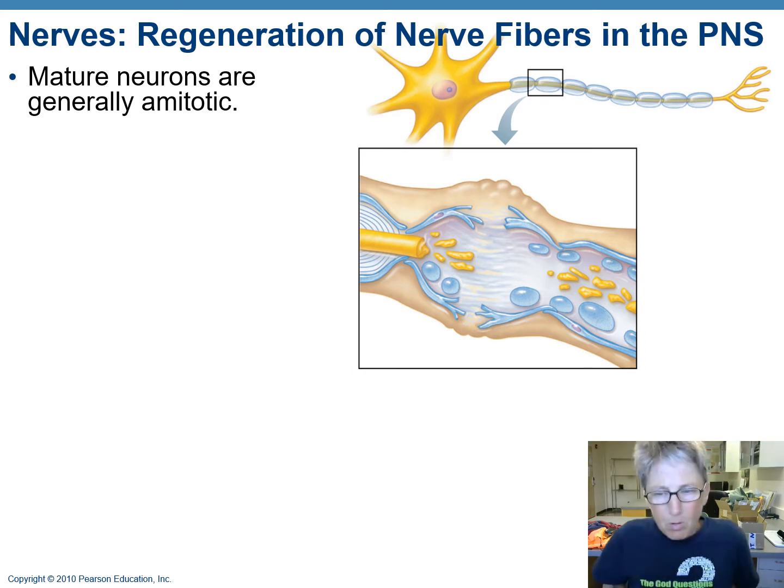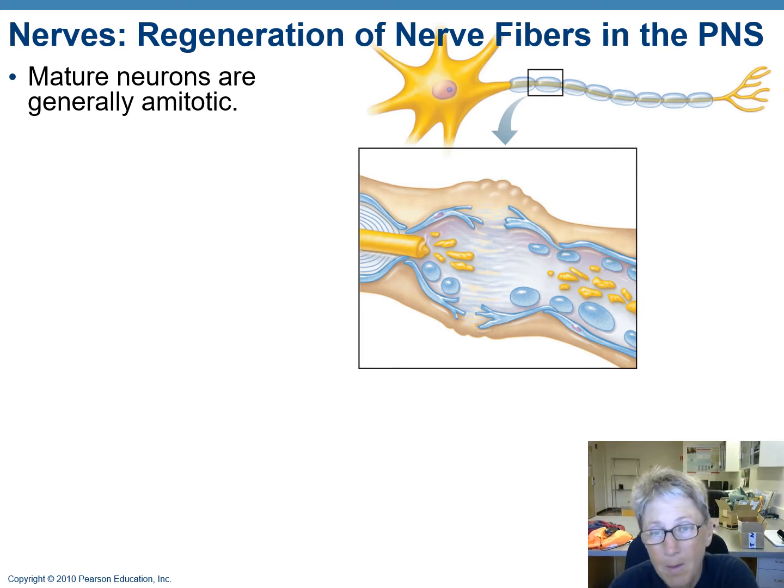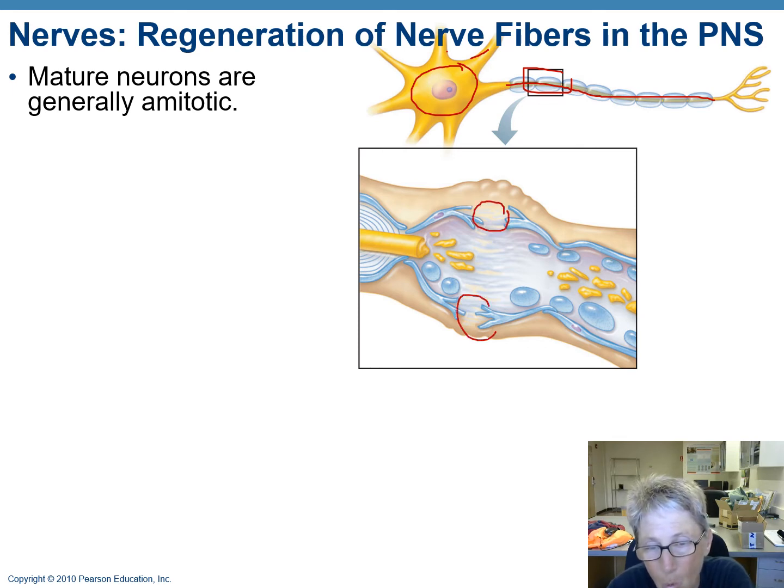If you damage a nerve in the peripheral nervous system, you can regenerate it. Not so much in the central nervous system, but let's take a look at this cartoon. So here's a neuron, here's a cell body, these projections are dendrites. Here's the axon, a myelinated axon, and then you enlarge this piece and you see that it was damaged. So this myelin sheath here was torn, and then these are fragments of the axon.